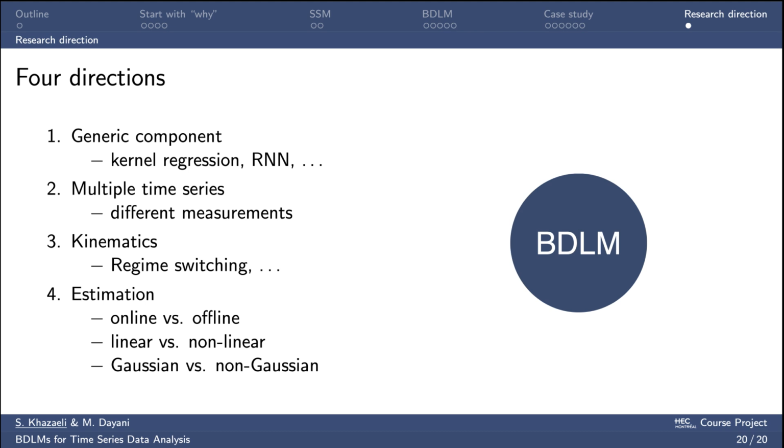And the last but not the least, we can extend the BDLM for different types of estimations. One category of these estimations can be online versus offline. In this work, we used offline methods. It means that we have the data beforehand. Now we can develop methods to estimate the underlying dynamics of the system as data become available in an online fashion. Also, here we assume the transformations are linear. We can extend the BDLM for non-linear cases, such as extended Kalman filter. And finally, we might want to use other types of distributions for the variables rather than the Gaussian that we use.